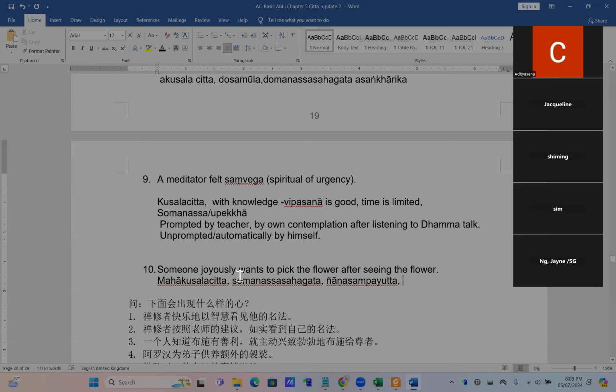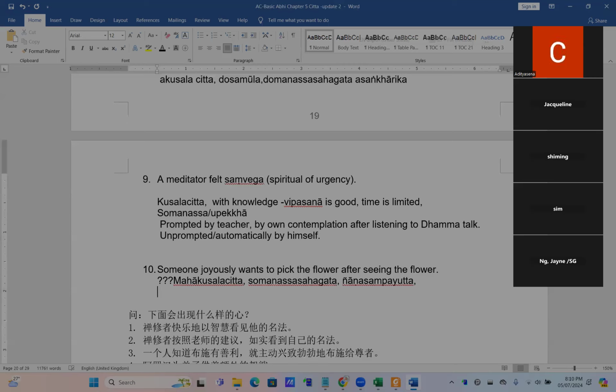Okay. Are you sure it's Mahakusala? Yeah, that's why I say maybe, because I'm not sure whether it's under the Maha or other Kusala. Okay. So if we don't think about Mahakusala, what else can it be?